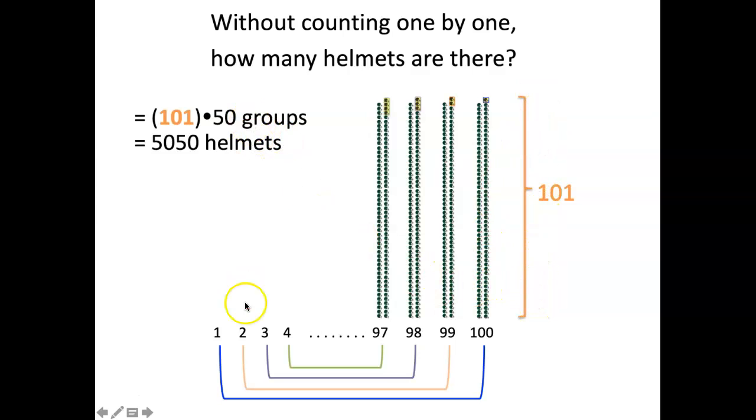Well, how many groups would I have? If I went from 1 to 100, that would be 1 group, 2 groups, 3 groups, 4 groups. And if I imagine kind of working my way down to the center, that would be 50 groups. So there would be a total of 5,050 helmets.